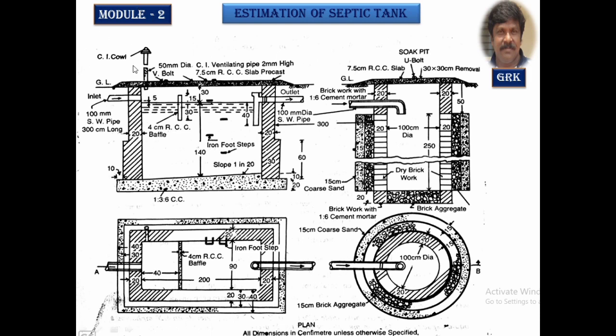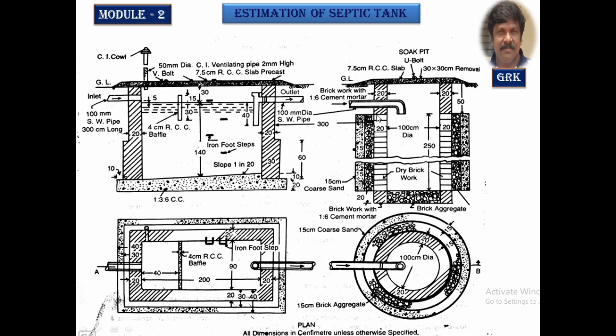This is the vertical vent pipe, a cast iron pipe which is 2 meter long, but it is given as 2 mm. You kindly read this as 2 meter high. Length of this is 2 meter high with a cover plate, with a cover at the top of the ventilating pipe called a cowl.